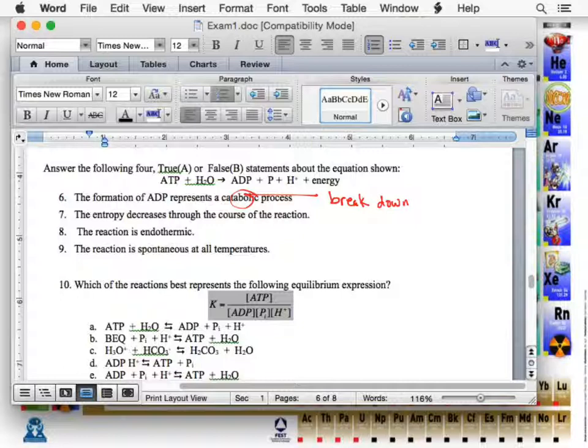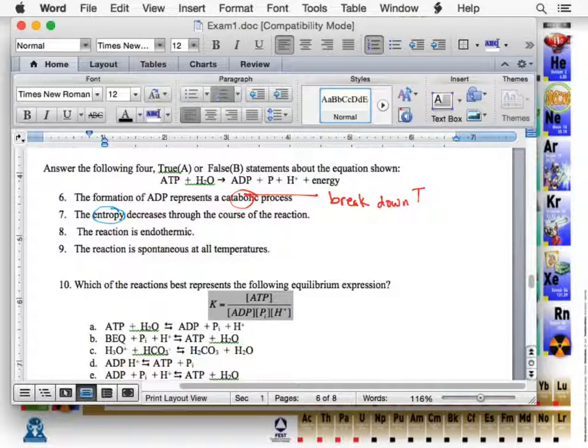We're going from 2 molecules to 3 molecules. Is that a breakdown or a put together? That's breaking down. So is that true or false? True. Okay. Entropy decreases through the course of the reaction. This first one was true. What is entropy?